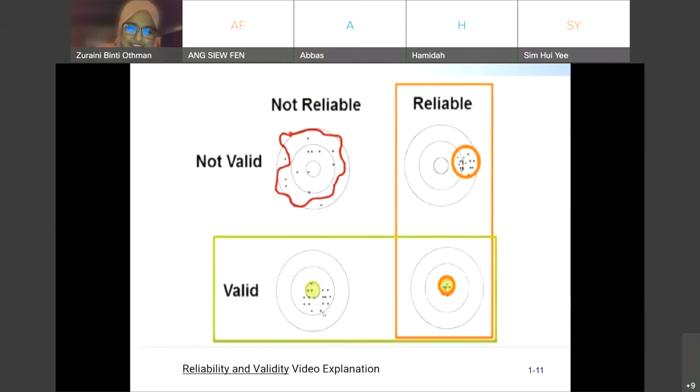Any questions? In physics, this is like accuracy and precision, something like that. This is the term that we learn in physics using the Malay textbook, right? And if you don't get what reliability and validity are, we can see from this video.